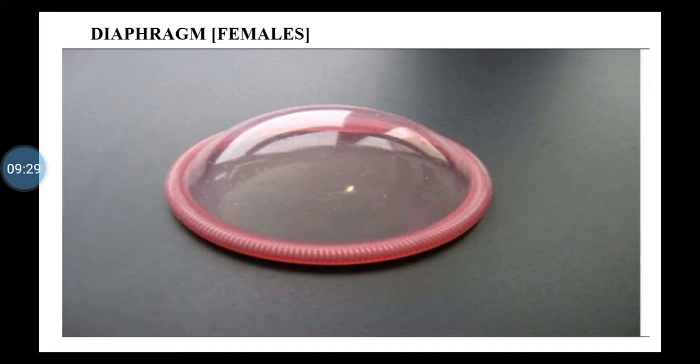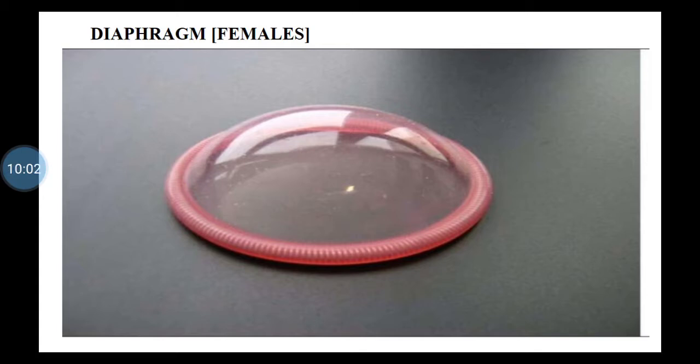Now there are various sizes, because one size is not suitable for all females. The size ranges from 50 mm to 105 mm. This diaphragm is to be inserted into the vagina before intercourse, where it will cover the cervix region and will not allow sperms to enter into the uterus.